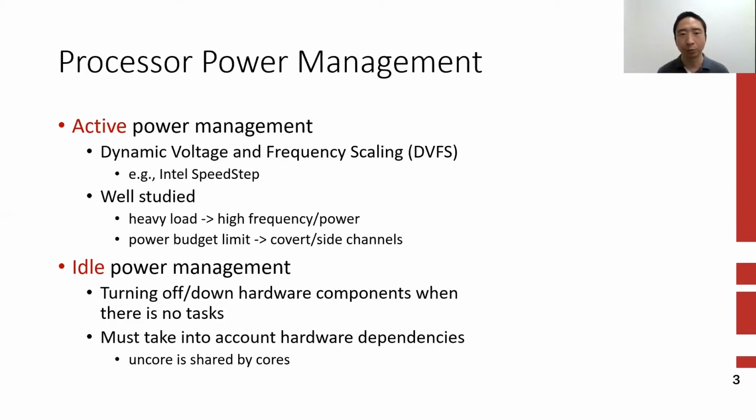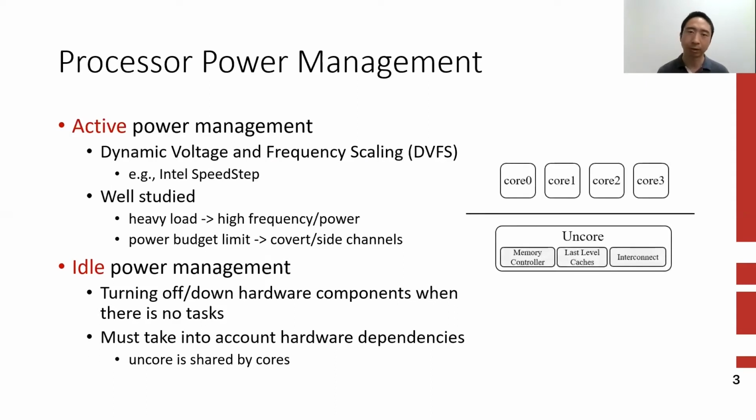In this talk, we will focus on the idle state, where the processor has nothing to execute, but its hardware still consumes power. Idle power management is designed to turn off the hardware components of the idle processor to reduce its power. A multi-core processor consists of the cores and the Uncore. The Uncore represents the hardware components shared by the cores, such as the memory controller and the last level cache. When considering turning off the hardware components of the processor, it is necessary to consider the dependency between the core and the Uncore.